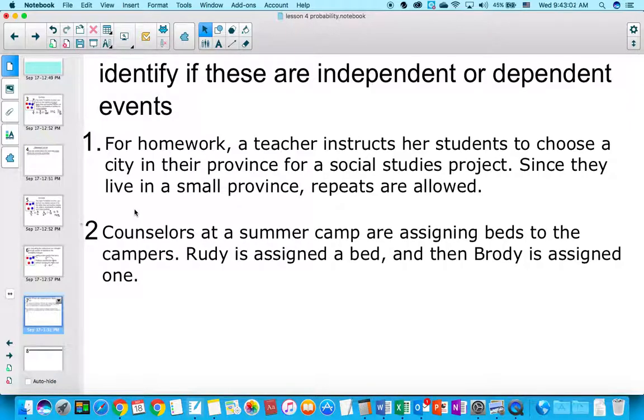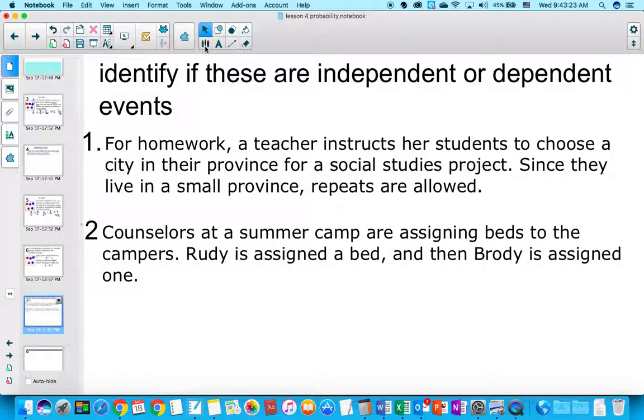Okay, so counselors at a summer camp are assigning beds to the campers. Rudy is assigned a bed, and then Brody is assigned a bed. Is this dependent or independent? Well, if you think about it again, you should say it is dependent. Why? Well, if Rudy is given a bed, Brody isn't going to be given the same bed, right?